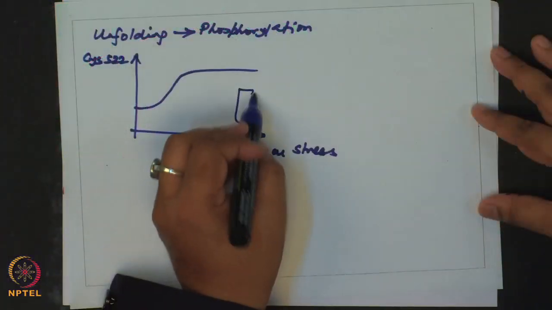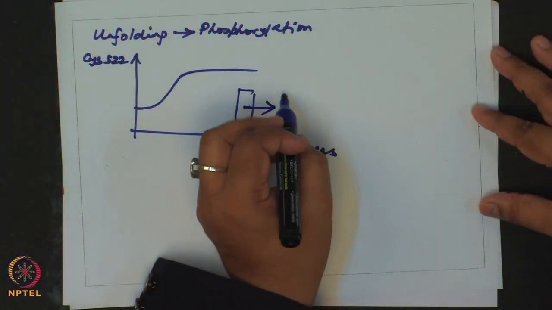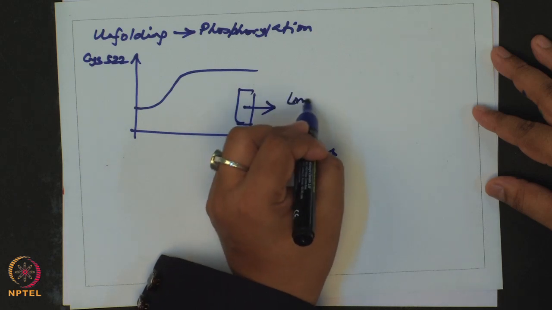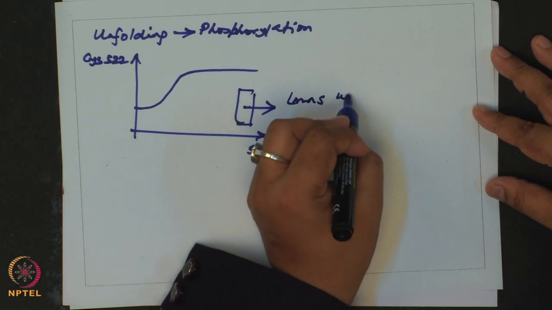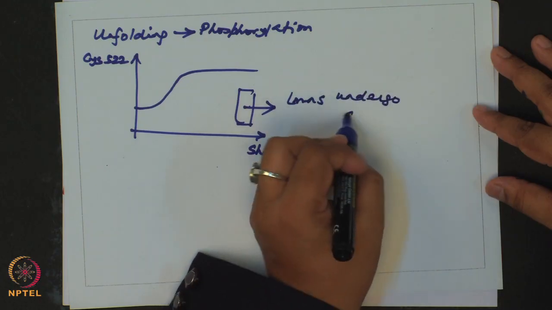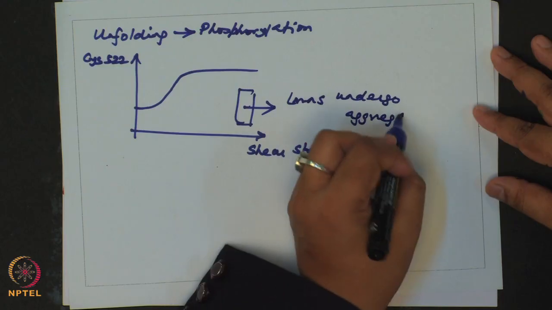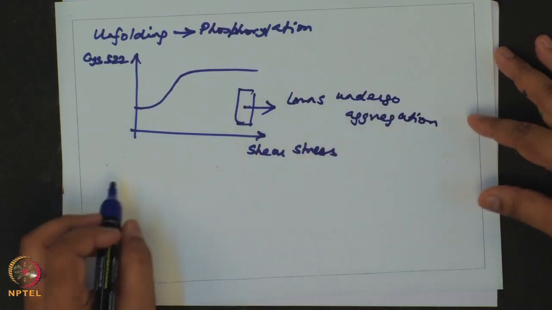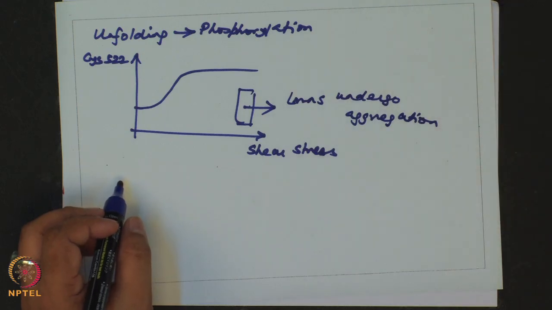Now, if you increase the shear stress, at high shear stress zones the lamin actually undergoes aggregation. So, in these zones the lamin undergoes aggregation.